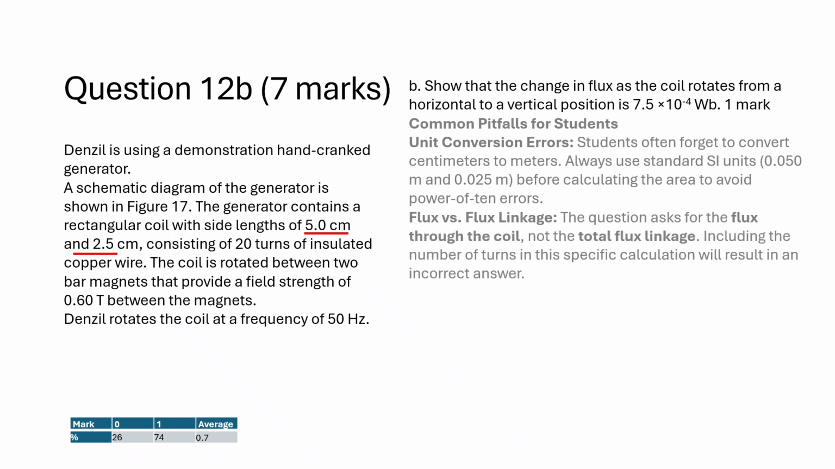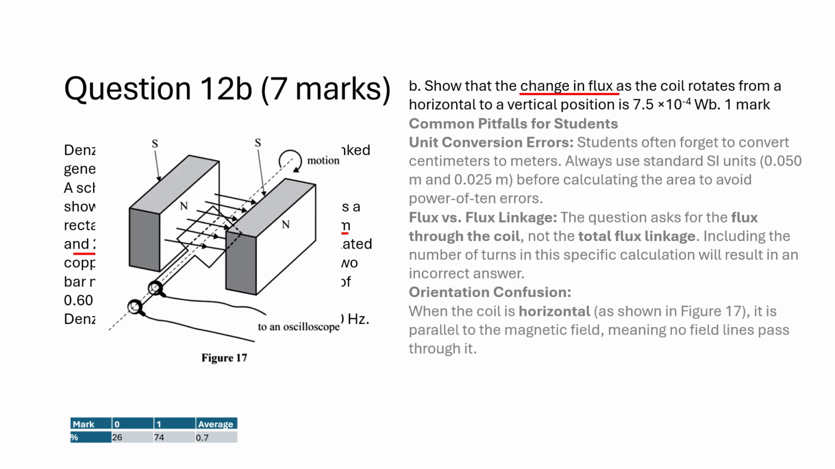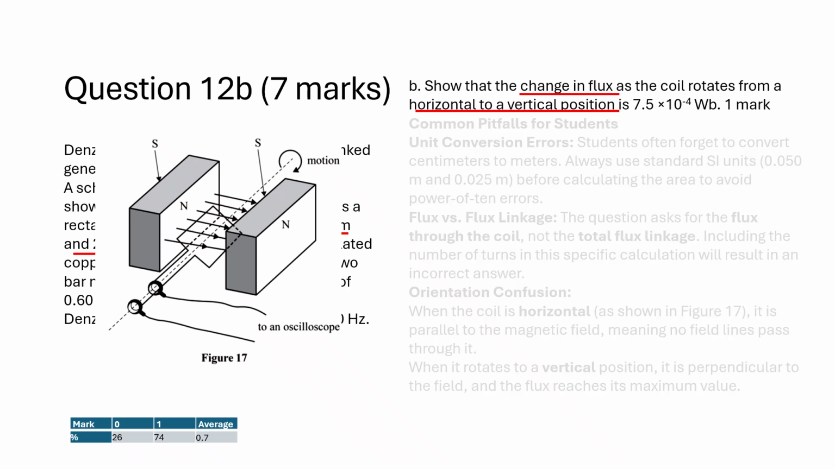Flux versus flux linkage. The question asks for the flux through the coil, not the total flux linkage. Including the number of turns in this specific calculation will result in an incorrect answer. Orientation confusion. When the coil is horizontal, as shown in Figure 17, it is parallel to the magnetic field, meaning no field lines pass through it. When it rotates to a vertical position, it is perpendicular to the field, and the flux reaches its maximum value.